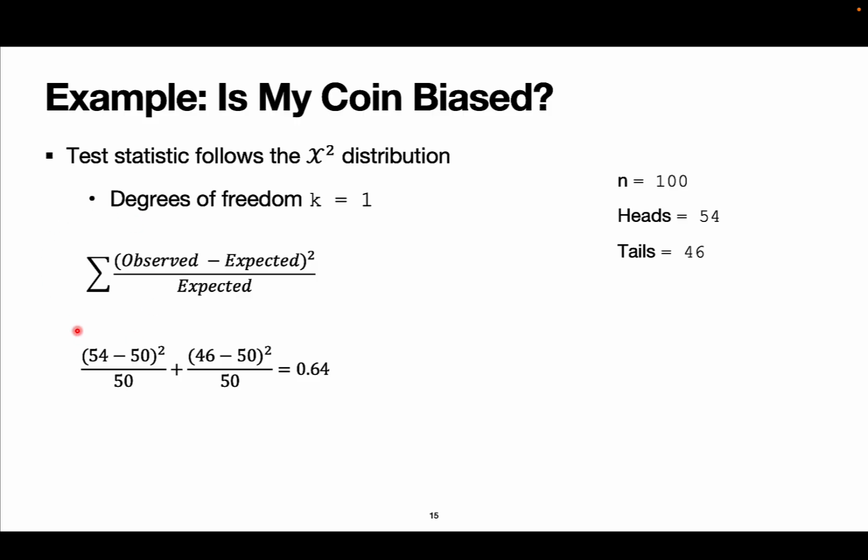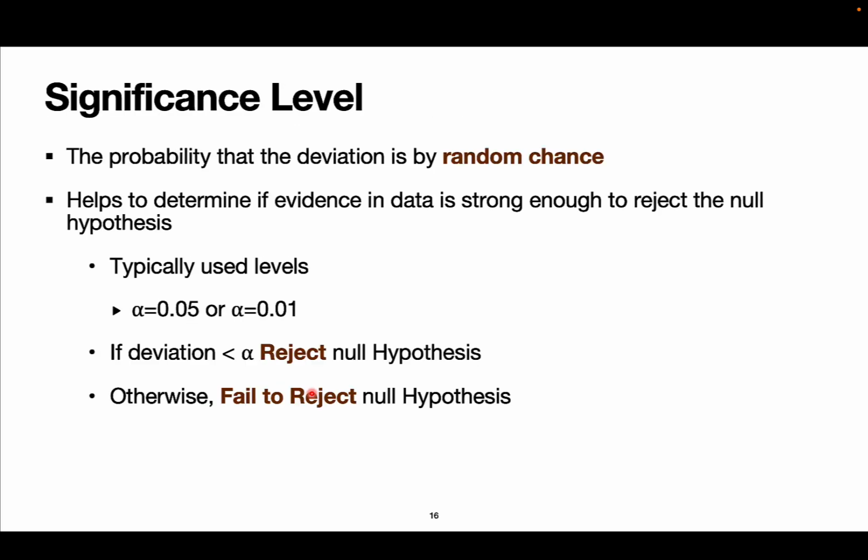So we take the sum of observed minus expected squared over expected, and for 54 heads and 46 tails, this means 54 minus the expected 50 squared over 50, then 46 minus 50 squared over 50, which is going to give us 0.64. The significance level is the probability that the deviation happened by random chance. And we typically set up alpha as 0.05 or 0.01, depending on the problem formulation.